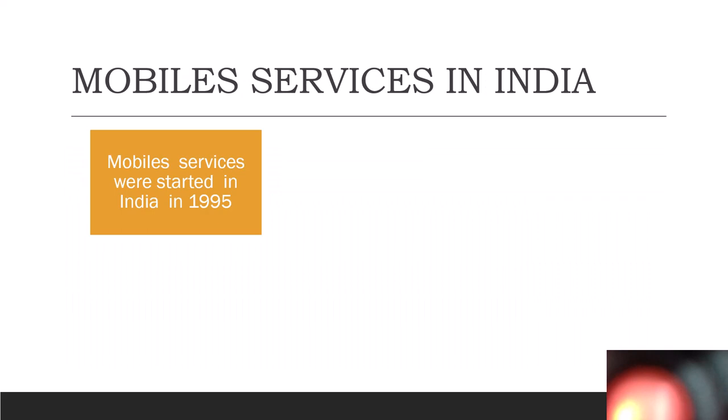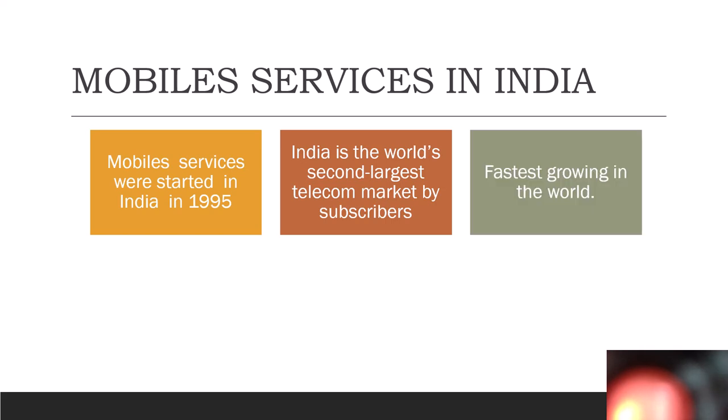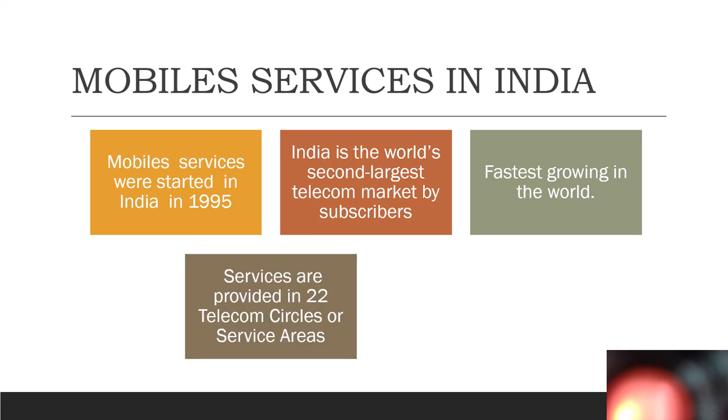Now, mobile services, as I told you, started in 1995. India is the world's second largest telecom market by subscribers. Of course, China is on top because it has the highest population. One of the fastest growing in the world, I would say. Services are provided in 22 telecom circles or service areas. So the whole of India is divided into 22 telecom circles.